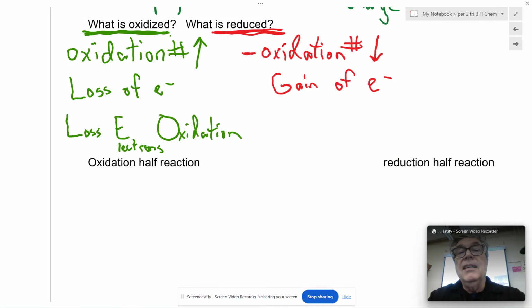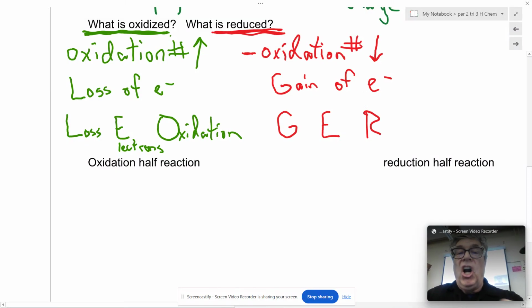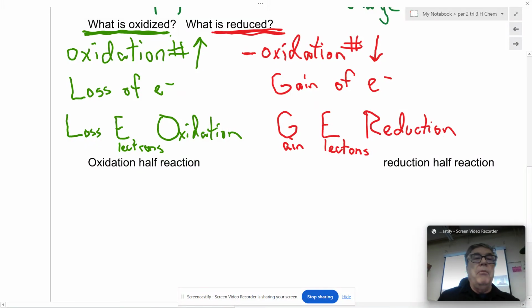So, there is an acronym for this, and it is GRR. Leo goes GRR. And what that means is gain of electrons is reduction. This is the common way that people remember that loss of electrons is oxidation and gain of electrons is called reduction.